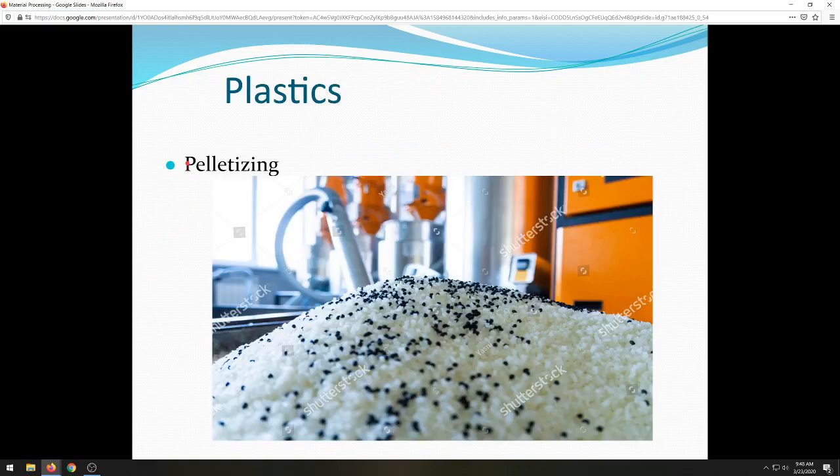And then plastics are primarily done through pelletizing from the manufacturer. So you can see there's all sorts of little clear pellets here, and then colorant and sometimes other types of plastics are added in before they're melted into, say, an injection molder or something like that. So this is how a lot of companies receive their raw plastic stock from a primary manufacturer.